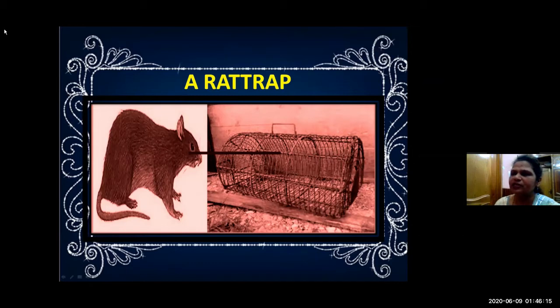A rattrap is a thing where a bait is there to attract the rats. The rat sees the bait, goes inside and tries to pull the bait. As soon as the rat pulls the bait, the door of this rattrap is closed and he is also enclosed inside the rattrap.